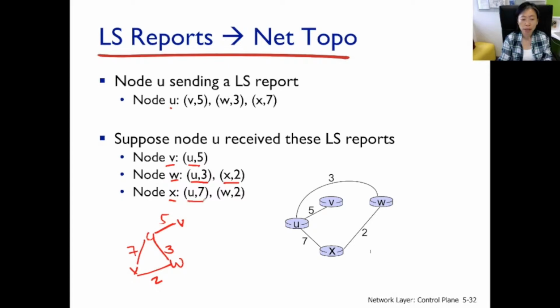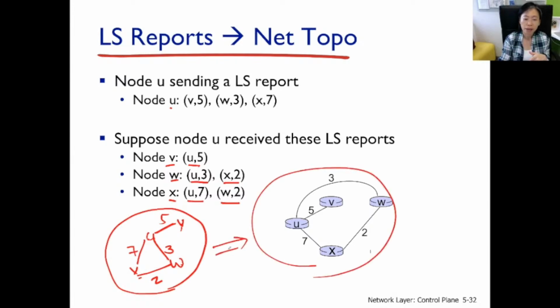X's report says I connect to U, which you already know. X also reports that it's connecting to W, link cost 2, which you already have. And you now manage to reconstruct the total network information from receiving link state reports from all the nodes in the network. And it's contributing also so that other nodes receiving U's link state reports can also reconstruct the total network. So you see this one here, U connecting to V, W, X. Isomorphic to the network there.